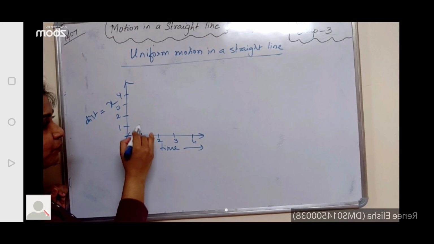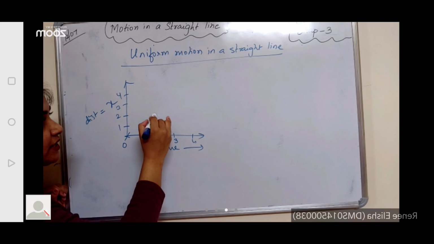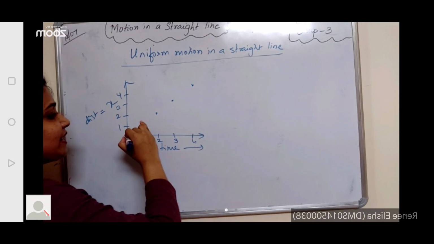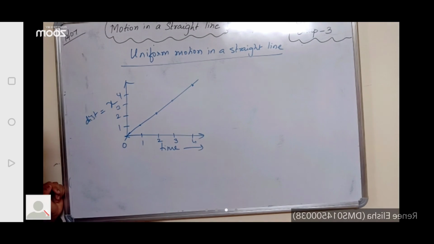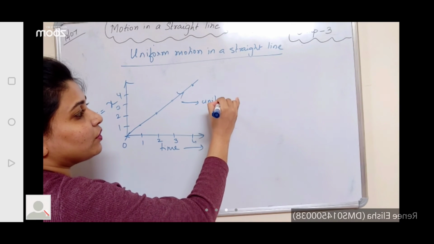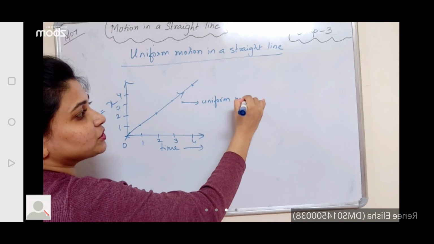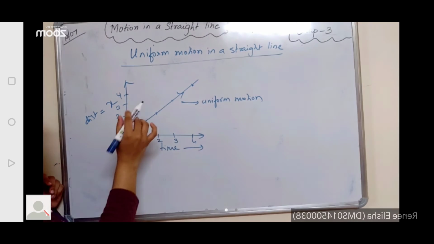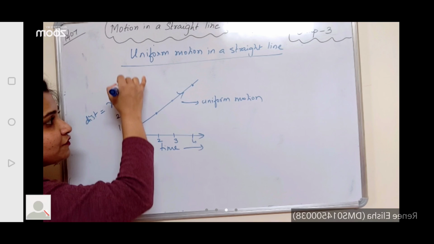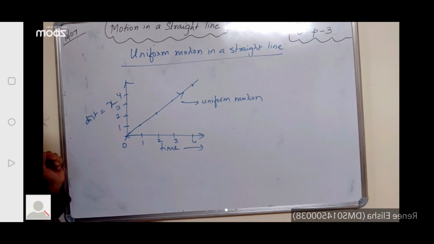At 1 second, the body reaches 1 meter. 2 seconds, 2 meters. 3 seconds, 3 meters. 4 seconds, 4 meters. So I get a straight line from the origin. Right? So this motion is said to be uniform motion. If the object covers equal distances in equal intervals of time, then it is said to be in uniform motion. This we've already studied in the previous class.